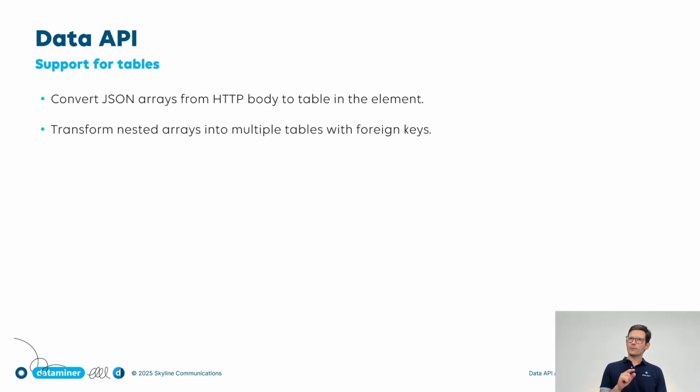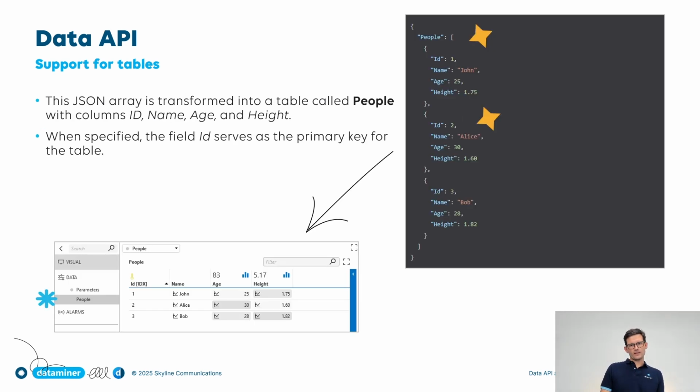Good. So in the example that we started with, there was a very simple example with server name, CPU utilization. Very easy. However, we also support JSON arrays in Data API. If you send us a JSON array, we're going to translate that into a table in the element. We also support nested arrays, and that will be converted into multiple tables with foreign keys. Let's have a look at that.